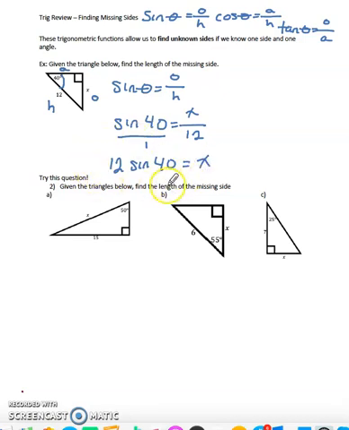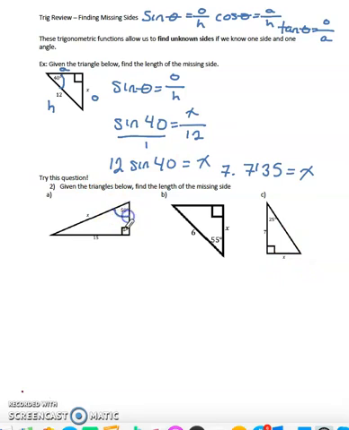And now we can solve this in our calculator. 12 times the sine of 40 is 7.7135. Remember that your calculator needs to be in degree mode to solve this. So similarly, we can find the unknown sides of these three triangles.